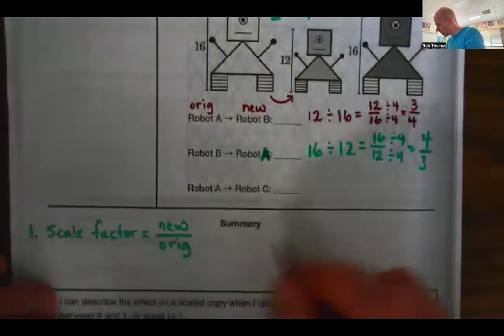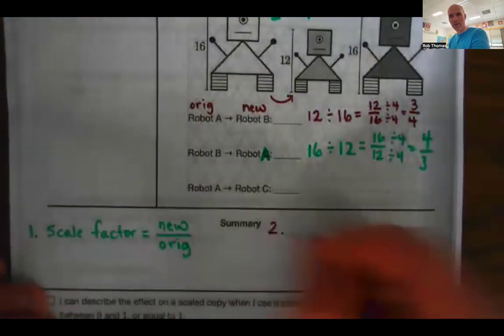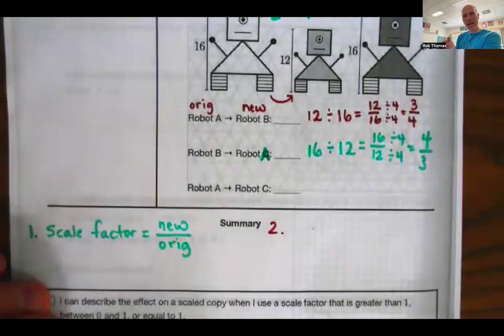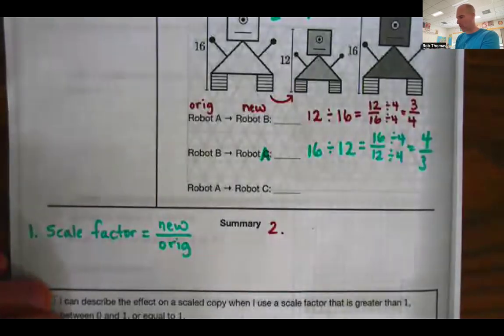And then the second fact I want you to know is this flip trick. And writing what this is a little weird, but here's how we're going to write it.